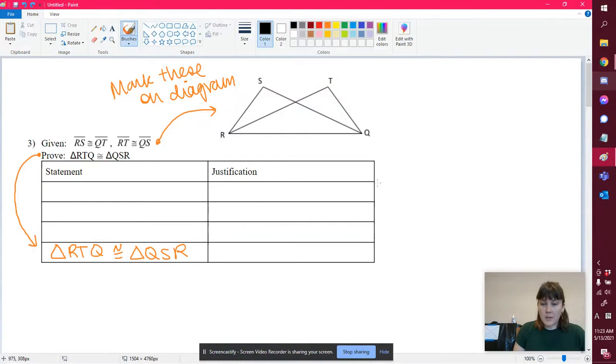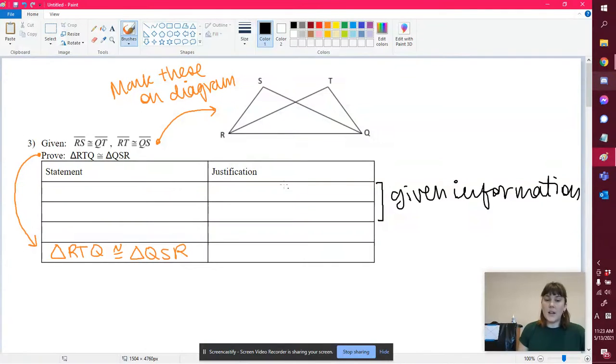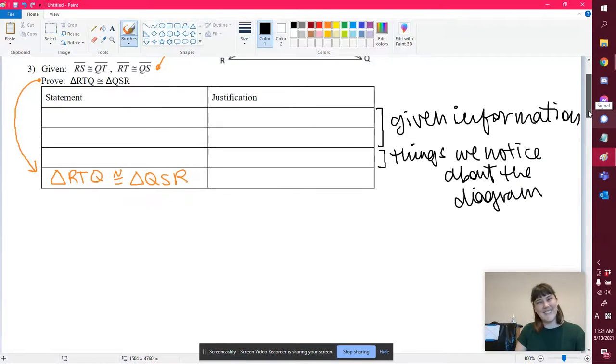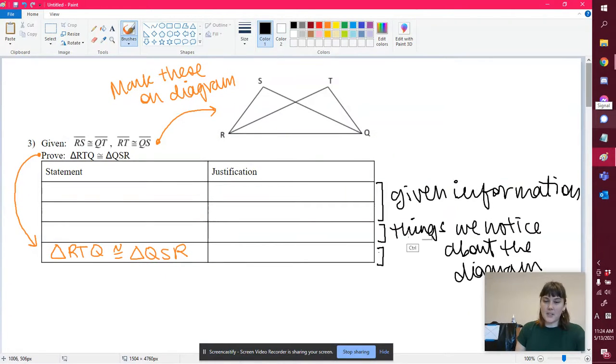The proofs follow this pattern. The first few are all the given information. We're just going to be note keepers and write down exactly what the problem told us. The next part, and for us it's only one statement, but it might be more than one statement in the future, is things we notice about the diagram, that wasn't directly handed to us. And then the final thing is our conclusion.